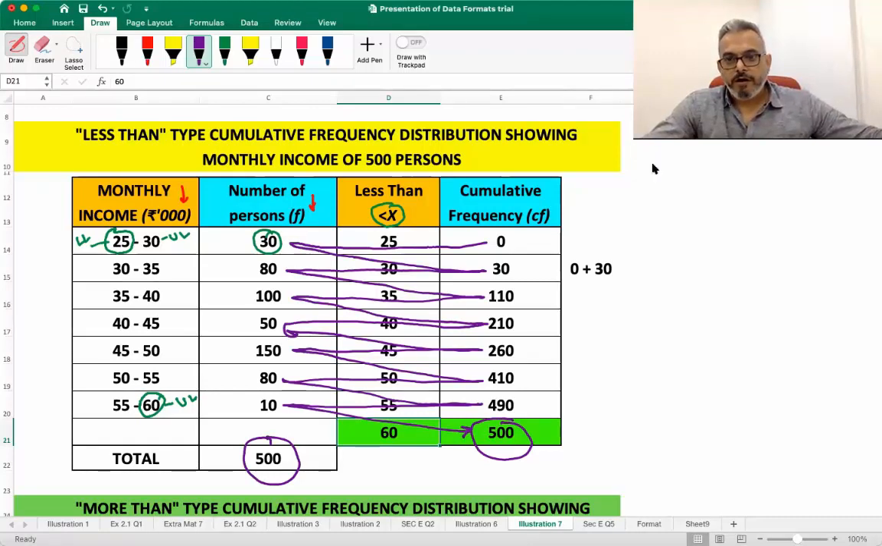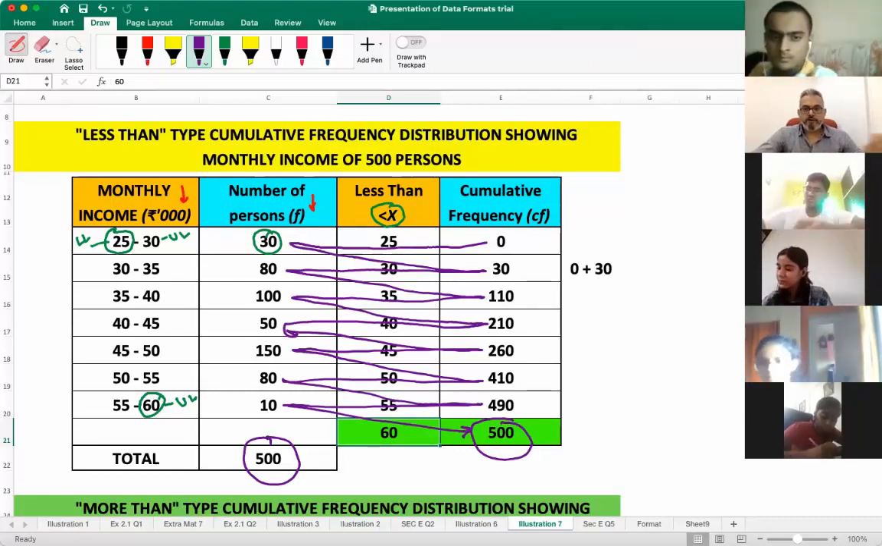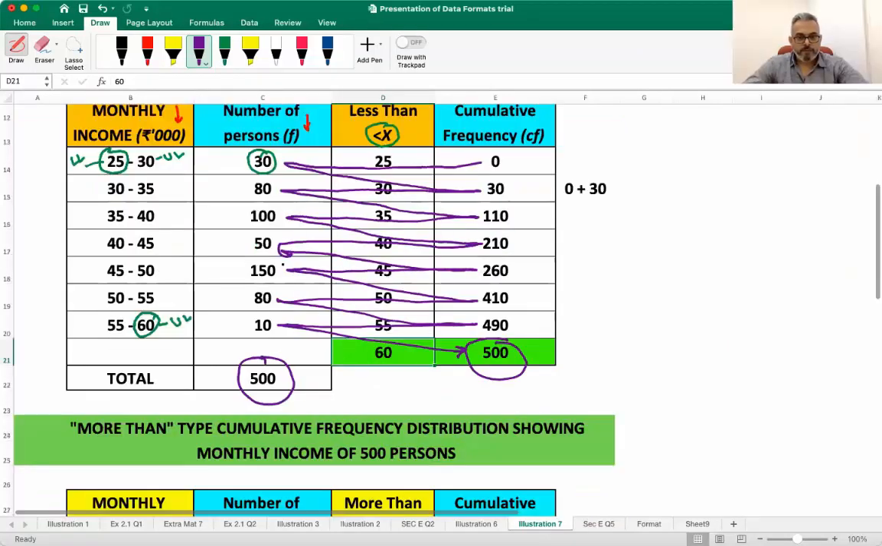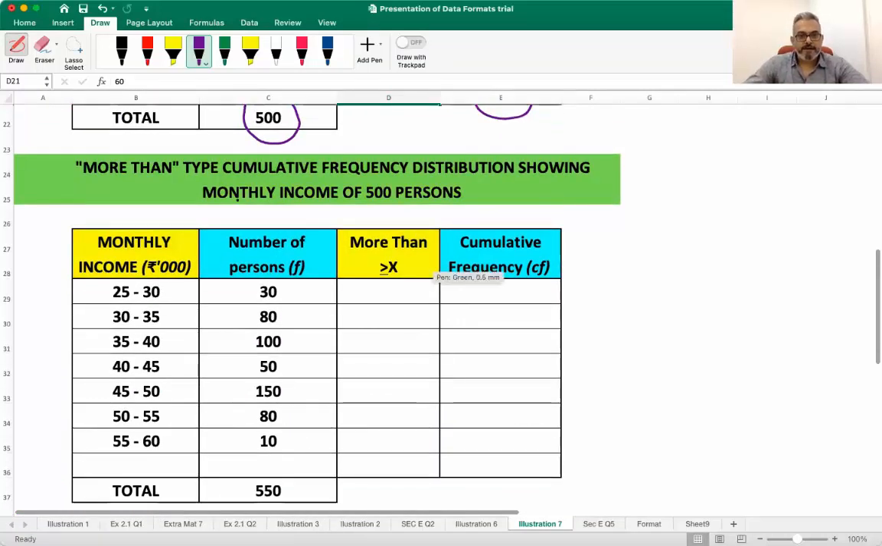Okay. All of you have done this? Should we go to the more than type? Write the question, make the format for more than type. Now here you can see more than equal to I have used. I'll explain why I have done that while we do the sum.